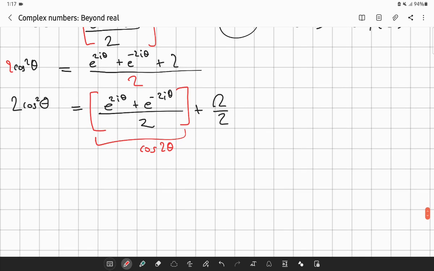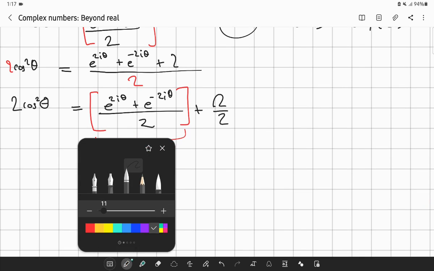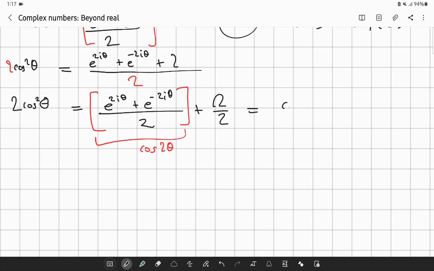Okay, so what is the relation I get at the end? What I get is cosine 2 theta plus 1. So if I equate both sides, I'll have cosine 2 theta equals 2 cosine squared theta minus 1. And this relation, we very much know, is true.